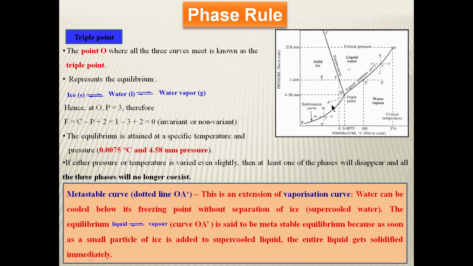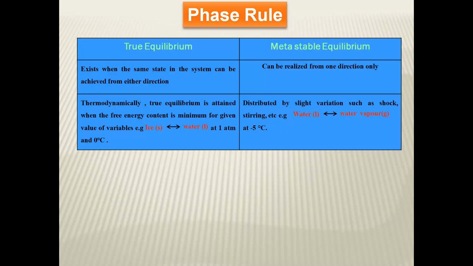So, along this metastable curve OA prime also, the equilibrium is between liquid water and water vapor. And the equilibrium is said to be metastable equilibrium, because as soon as even a small particle of ice is added to supercooled liquid, that is, if you bring ice in contact with supercooled liquid, the entire liquid gets solidified immediately. So it is so unstable that is why it is known as metastable equilibrium.